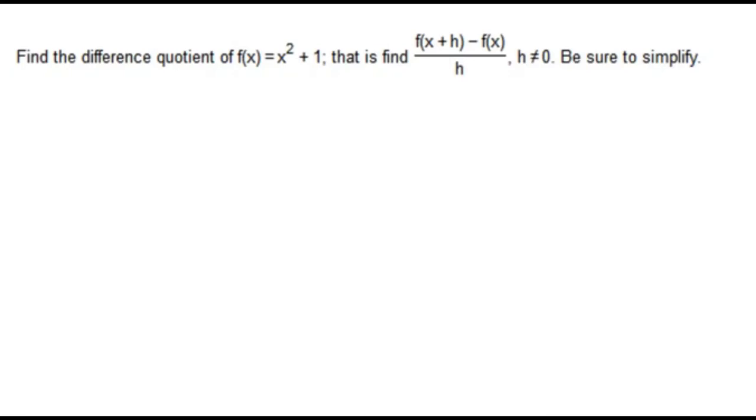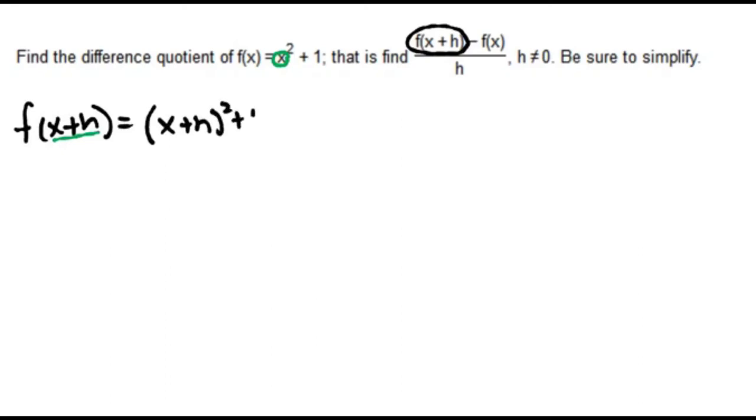We want to calculate this difference quotient for our function f of x equals x squared plus 1. We're going to take it in stages, so we're going to start by calculating this part here, f of x plus h. So the expression f of x plus h can be found by replacing the variable x with what we have inside the parentheses. So that's going to give us x plus h squared plus 1. And we want to simplify this.